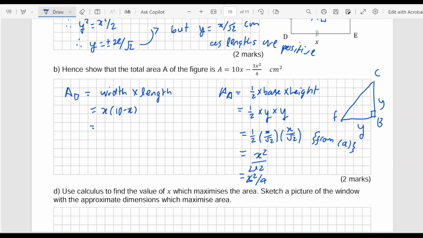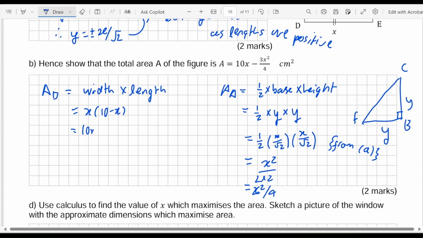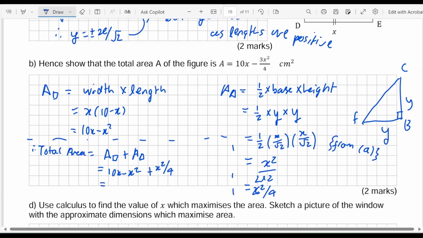Let's see. I think this is probably worth expanding. So that's 10x take x squared there. So therefore, total area is going to be 10x take x squared. Well, actually, I might write it like this. Area of the rectangle plus area of the triangle, which is 10x take x squared plus x squared over 4, which collecting like terms gives you 10x take 3/4 of x squared as required.